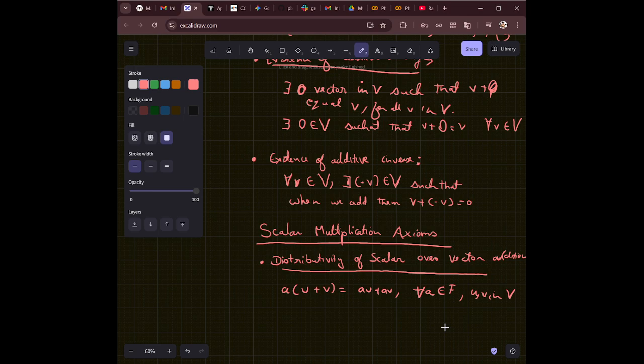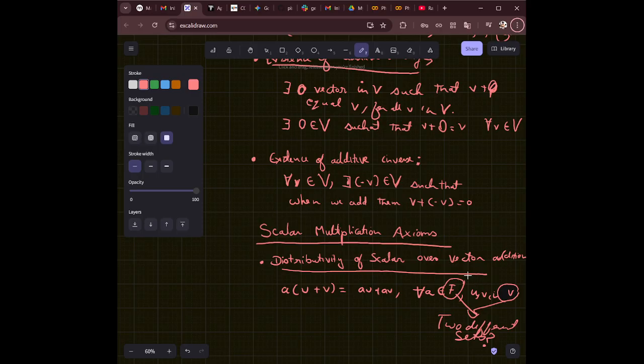Okay, so you must be now thinking, aren't F and V two different sets? Let us understand this. Just as you can conclude, what is F? F is a set of scalars.